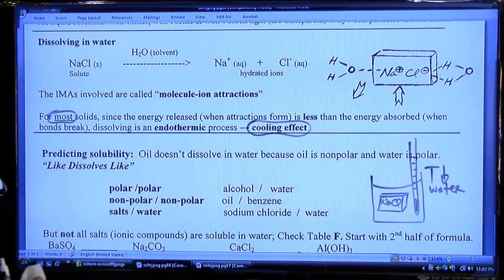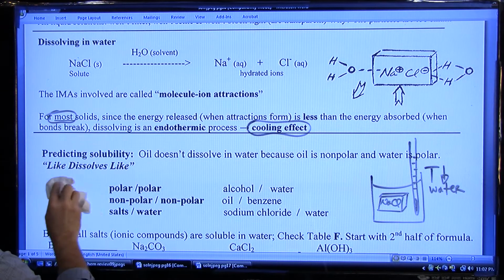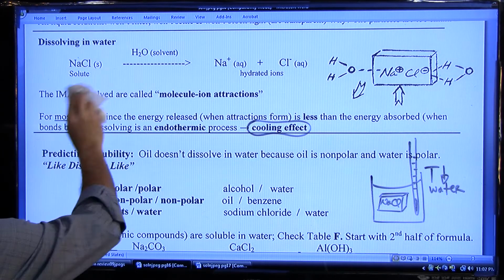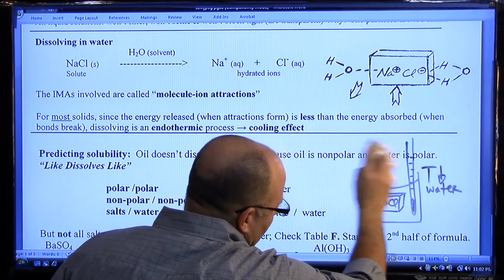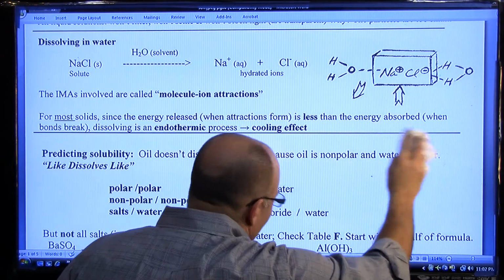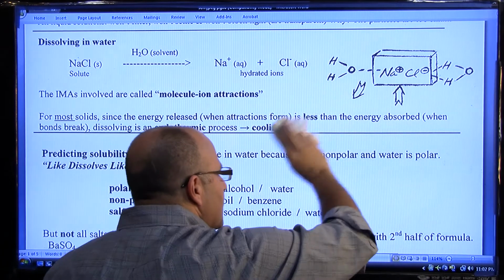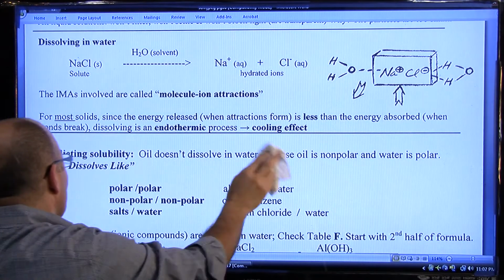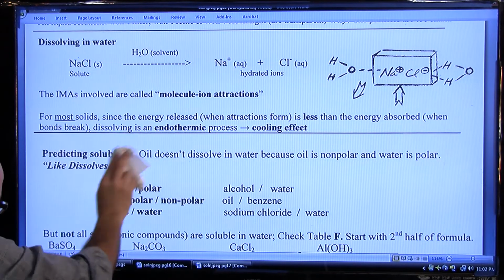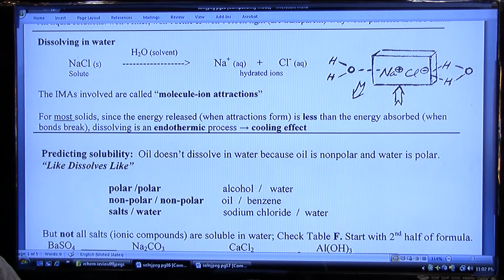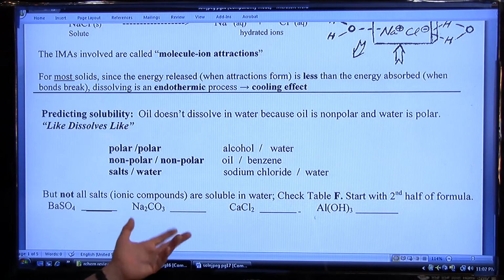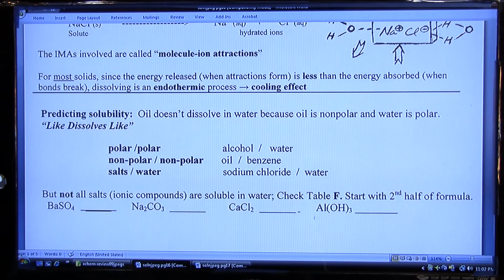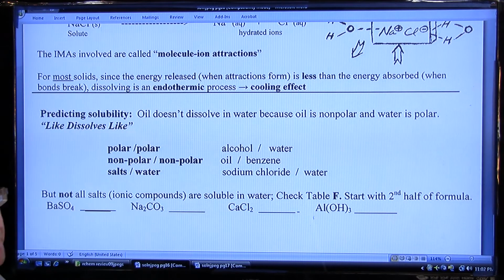Now, in the case of NaCl, we have a salt that is common and clearly soluble in water, but not all salts are soluble in water, as you'll see in a second, or as soluble in water. When it comes to predicting the solubility of different substances in water, or different substances in each other, the guiding rule is like dissolves like.